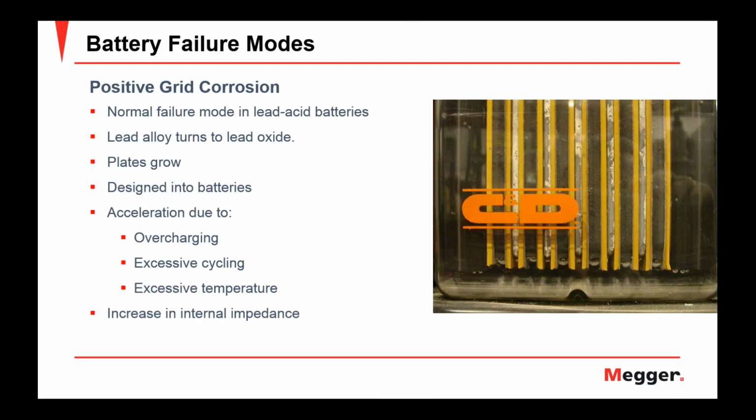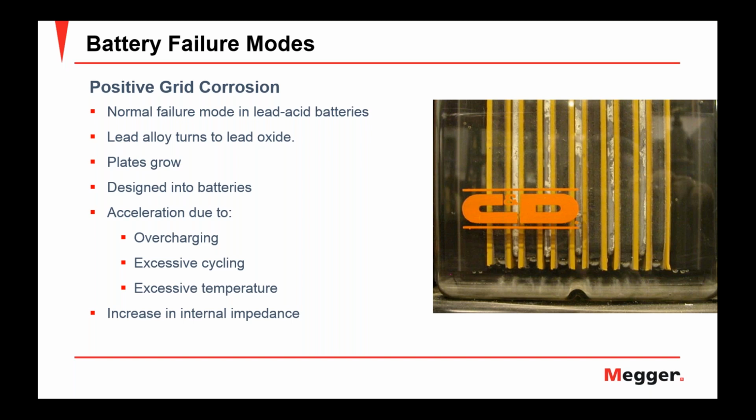Positive grid corrosion. Now, this is a normal failure mode that's going to occur in lead-acid batteries. This occurs over time. As the batteries age, the lead alloy turns into a lead oxide. One of the things you'll notice is that the lead oxide is a larger crystalline structure, so the plates in these batteries will actually grow. If you have a VLA battery, vented lead acid, flooded cell, that's clear, you might notice there's a gap at the bottom space. This allows for plate growth.